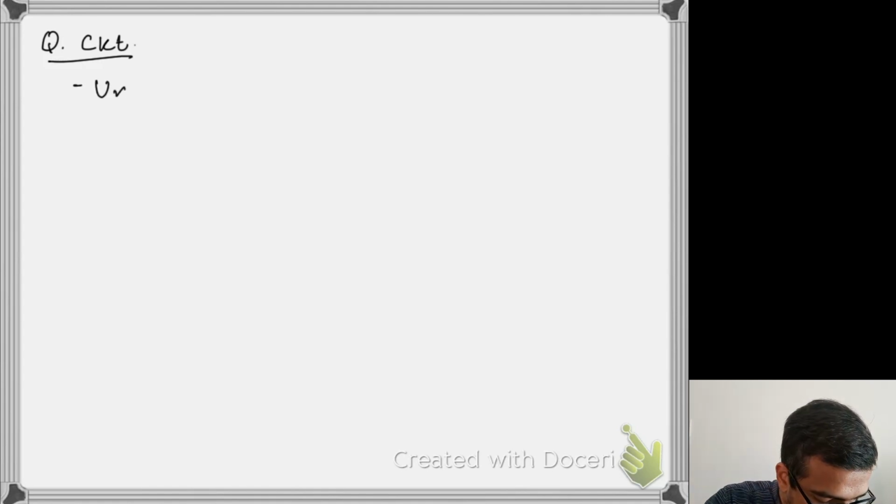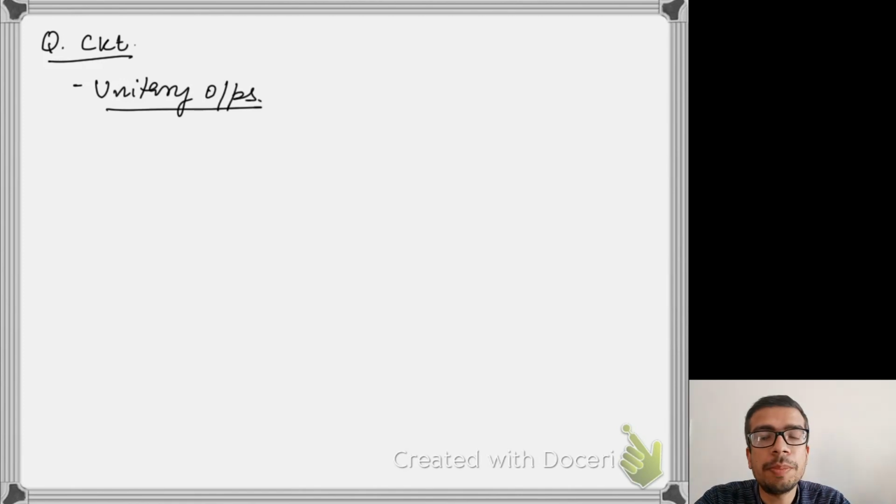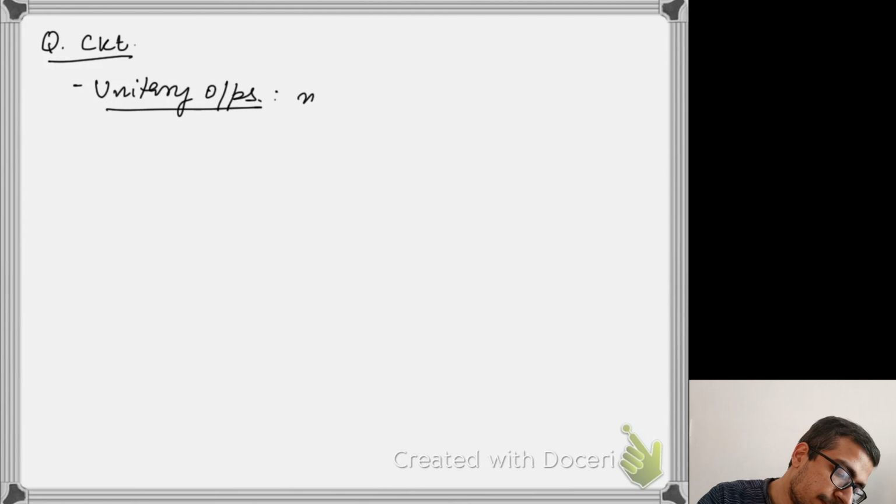Now what is a quantum circuit? A quantum circuit essentially consists of unitary operations. So what is a unitary operation? A unitary operation is one which preserves inner products, which is equivalent to saying it preserves norm, and it can also be shown that it is equivalent to saying it maps unit vectors to unit vectors, provided it's a linear operation.